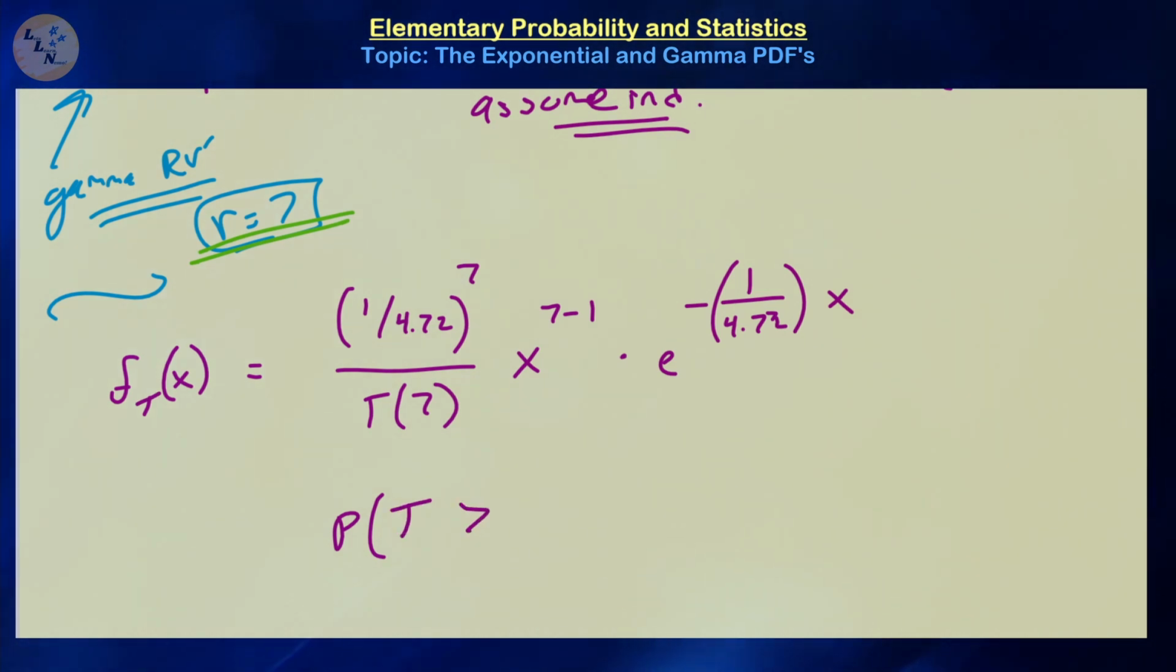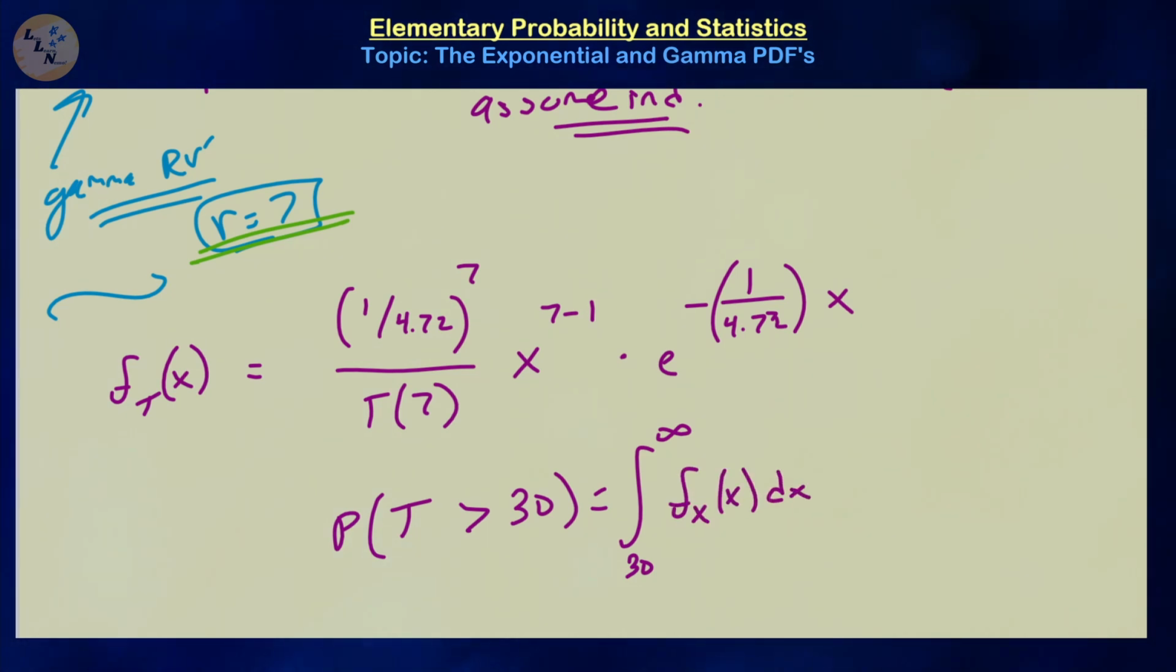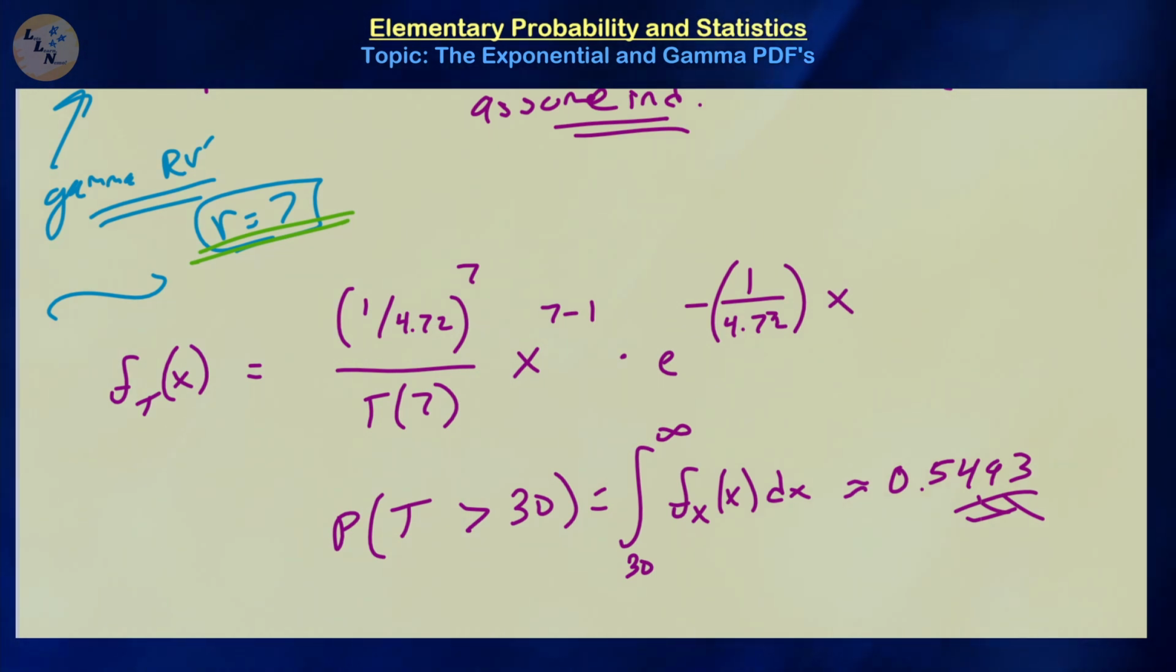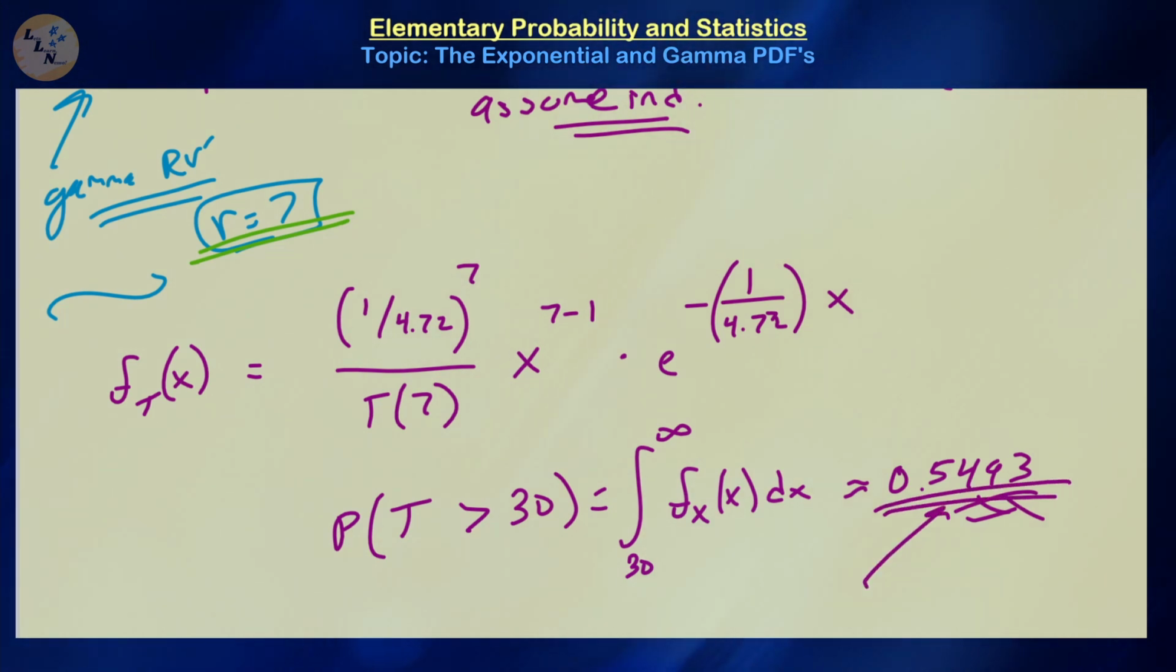So the probability that this is greater than 30 is going to be equal to the integral from 30 to infinity of this density function that I've defined just above. And you can show that that's approximately equal to 0.5493. Now, is there a nice distribution or a nice cumulative density function for the gamma distribution? I'm not going to answer that question here, but maybe you want to try and find it if you do know a little bit of calculus.